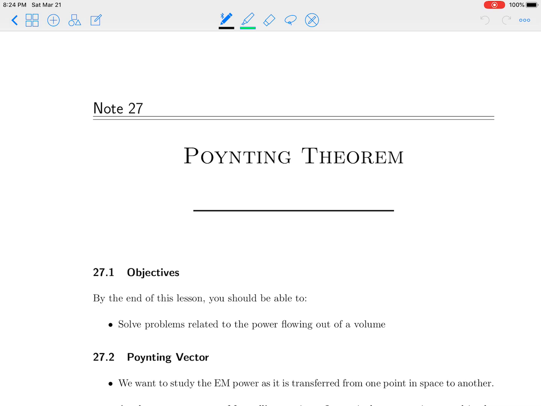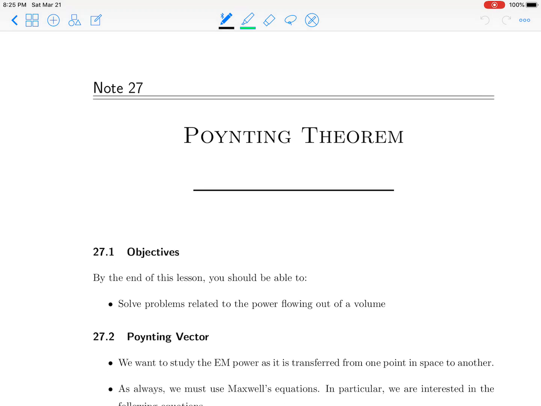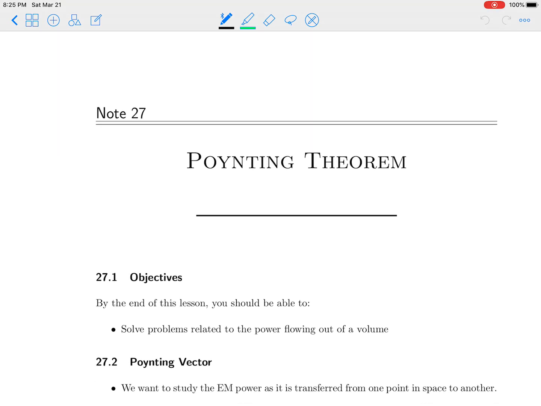In the previous lecture, we talked about EM wave propagation in special media. And the lecture before that, we talked about electromagnetic wave propagation in general media. So in this lecture, we're going to talk about something slightly different.